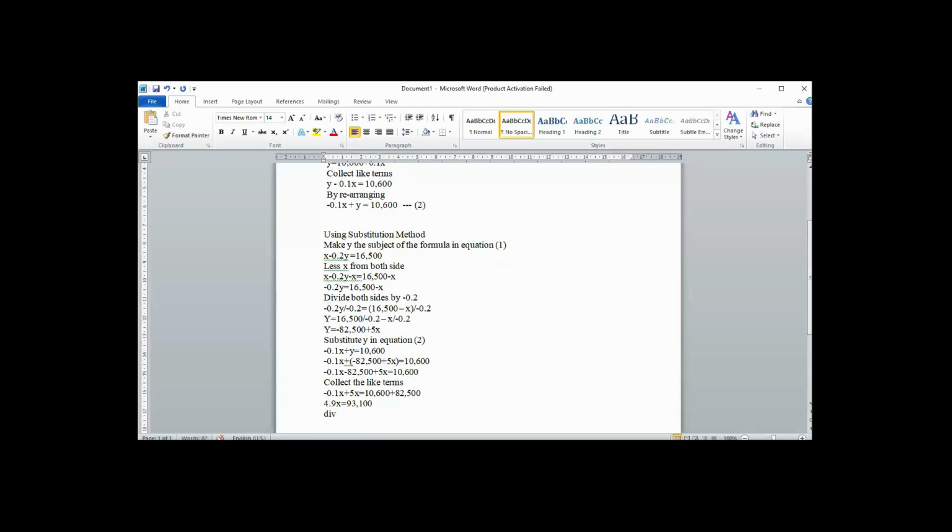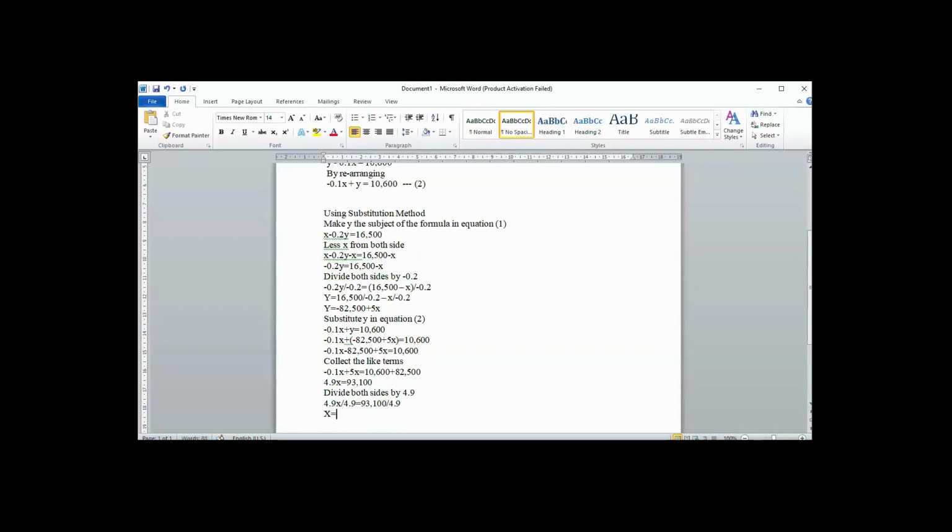Divide both sides by 4.9. Then 4.9x divided by 4.9 is equal to 93,100 divided by 4.9. Then x is equal to 19,000. Yes, 19,000.